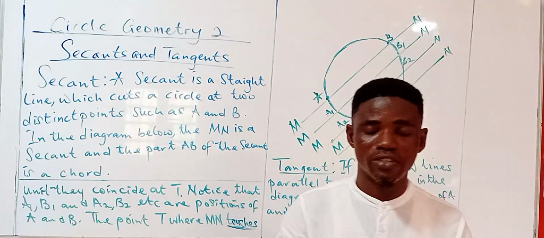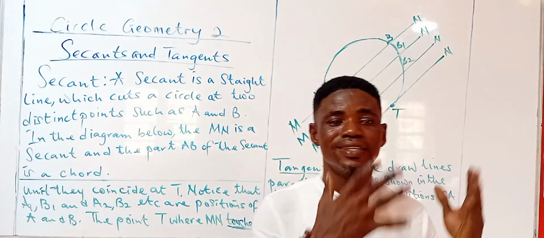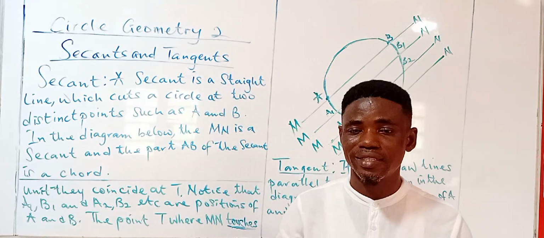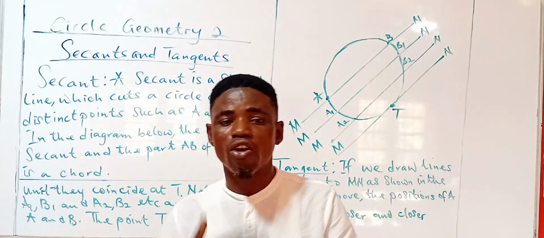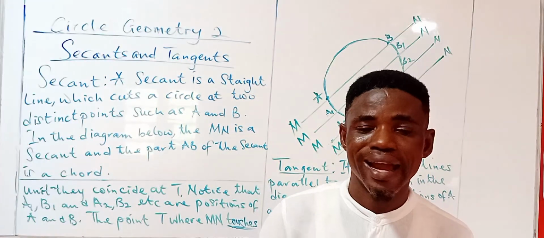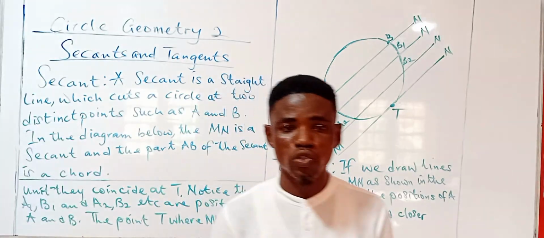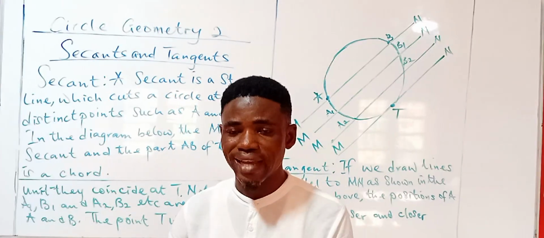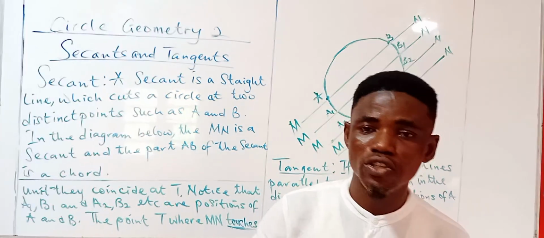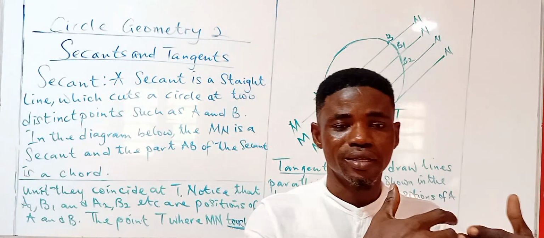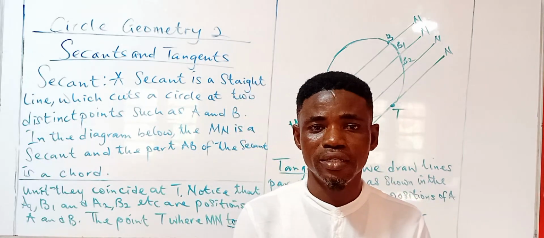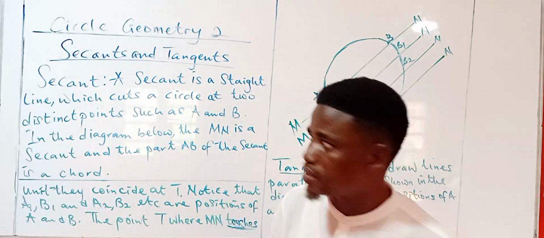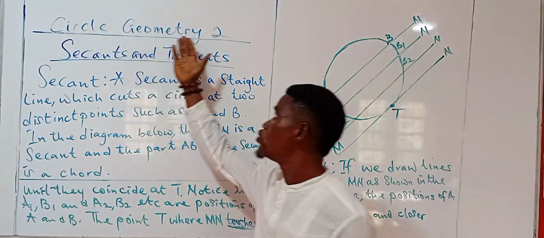Now, under circle geometry 2, we want to look at the secant and tangent. After the secant and tangent, we want to look at intersecting chords, then the alternate segment, and finally intersecting and touching circles. So these are the 4 things that we need to consider in circle geometry 2.